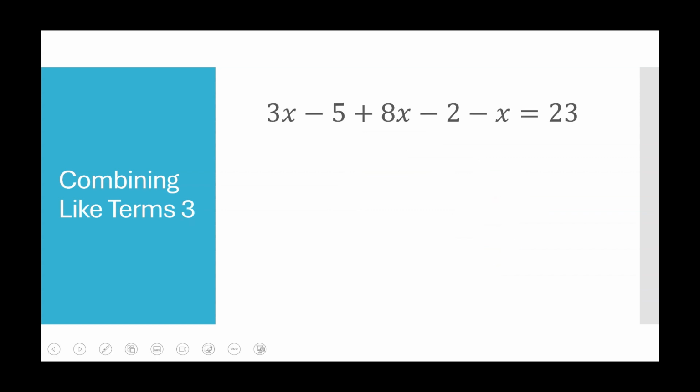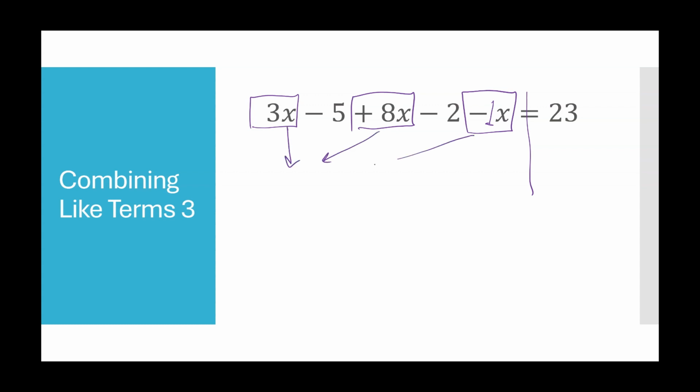Okay, it looks like a mess, but don't worry, we're going to be fine. On the left side of the equation, I've got 3x and an 8x and a minus x. So I'm going to take these guys together. 3x plus 8x is 11x. And then subtracting that 1x is going to leave me 10 x's. 3x plus 8x minus 1x, 10 x's.